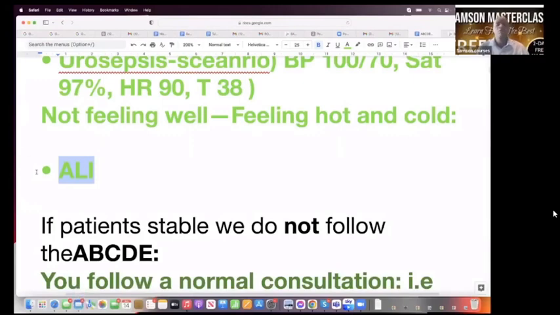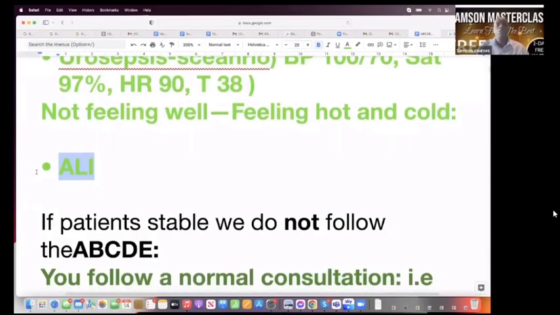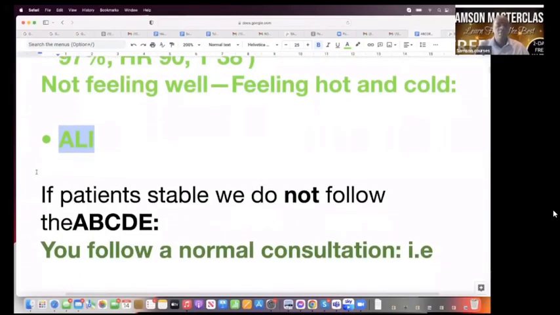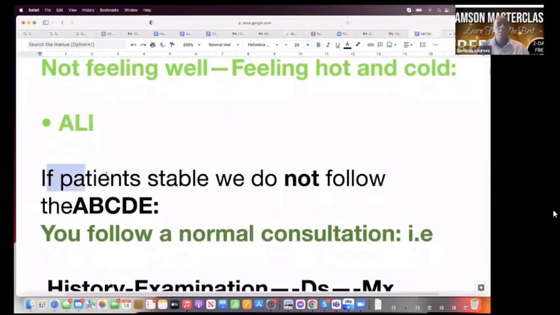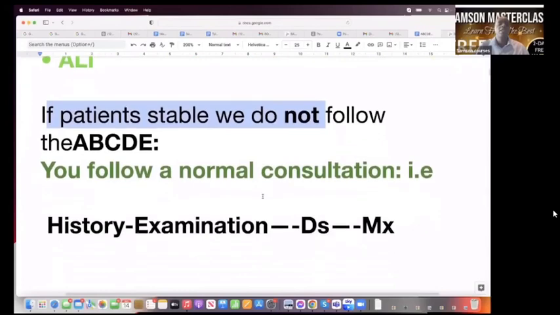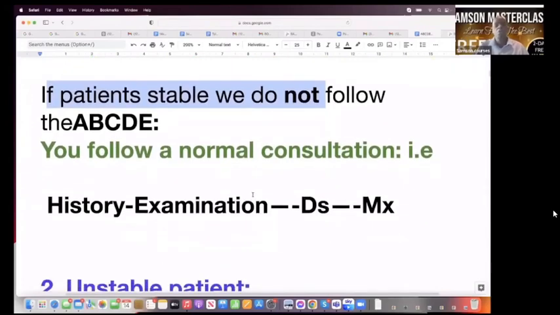Then of course we don't have to follow an ABCDE, because we have some time to take the whole history and go through the whole examination to get to the exact cause of the problem and discuss management. So if the patient is stable, we do not need to follow the ABCDE to assess the patient. We follow our usual approach, that is history taking.